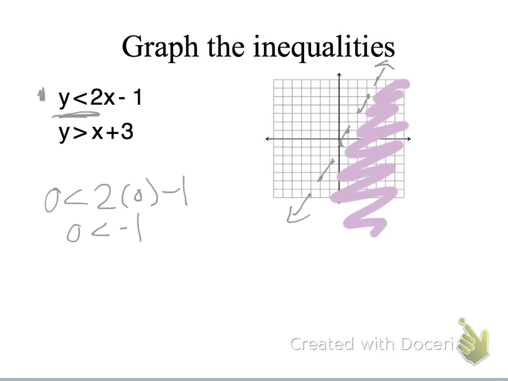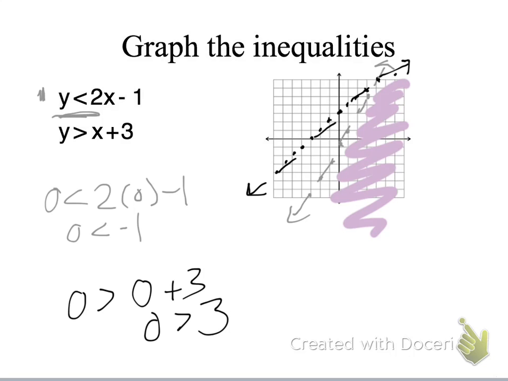Now let's do the next one. So I go up 3, I go up 1 over 1, up 1 over 1, up 1 over 1, up 1 over 1, up 1 over 1, down 1 to the left 1, because it has to be positive. Okay, and this is also a dashed line because it doesn't have the line underneath. Now I plug in 0, 0, so 0 less than 0 plus 3. Is 0 greater than 3? It is not. So I got to shade on the top side of this.